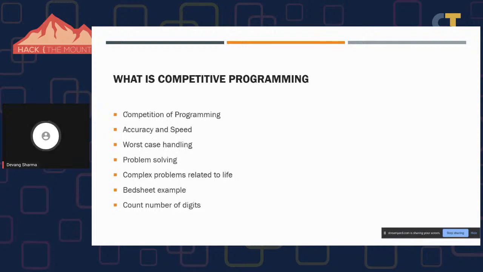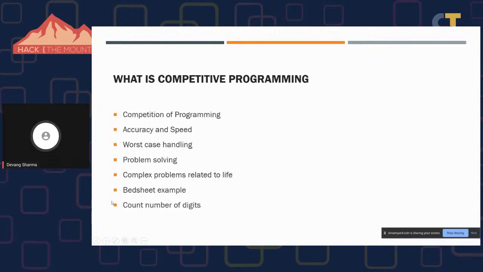Like the programmer has to think of all these possibilities that can come in the code, and his or her code should work properly in all these cases. Apart from this, these things have to be done very quickly, both in typing as well as thinking.